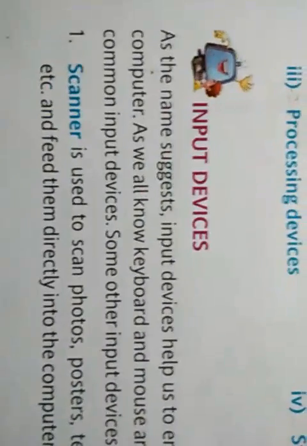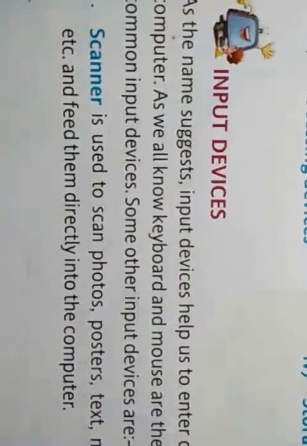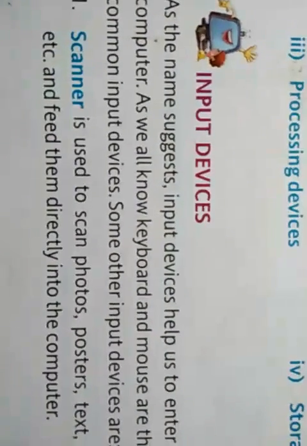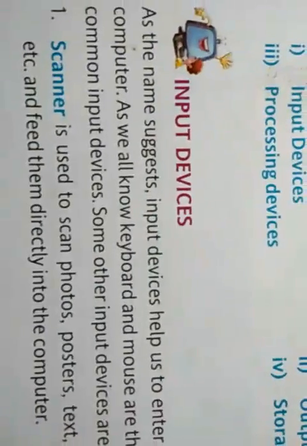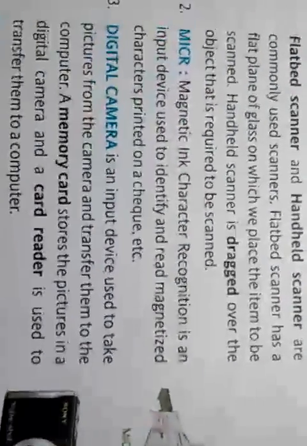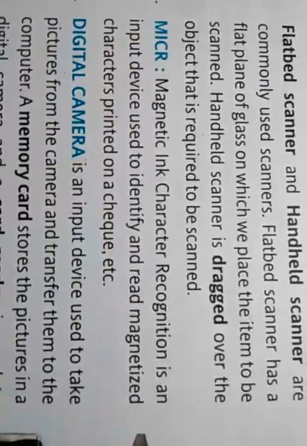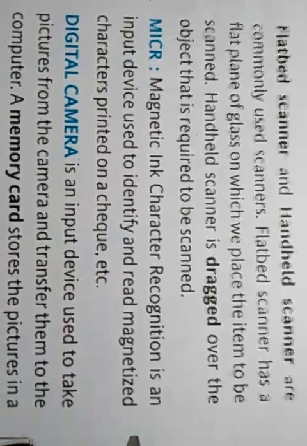Here is the third category, the scanner. The scanner works opposite to a printer. The data which is printed on paper is scanned and fed into the computer in the form of text or image. There are two categories of scanner. Number one is the flatbed scanner and second is the handheld scanner.